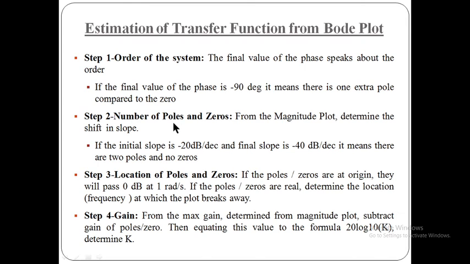Then step 2, number of poles and 0. From the magnitude plot, determine the shift in slope. If the initial slope is minus 20 decibel per decade and the final slope is minus 40 dB per decade, then it means that there are 2 poles and no zeros.